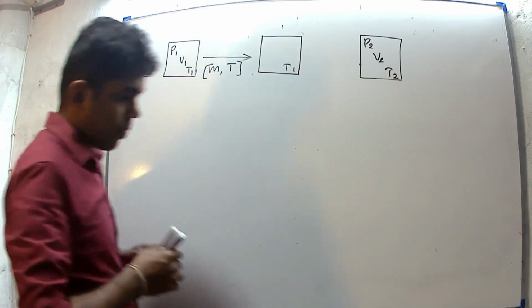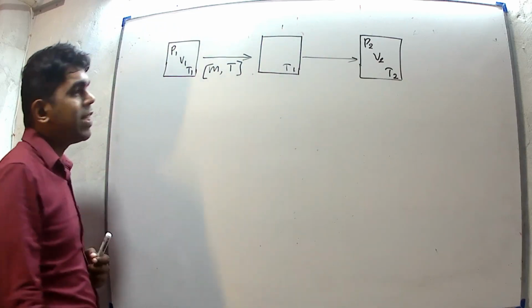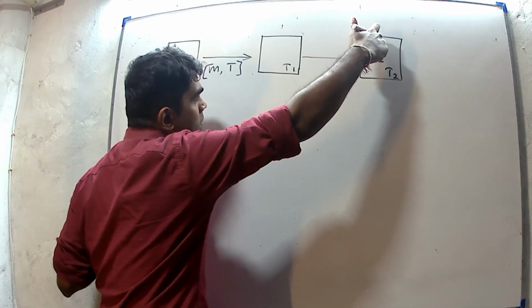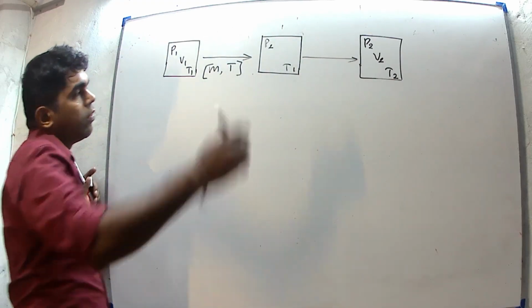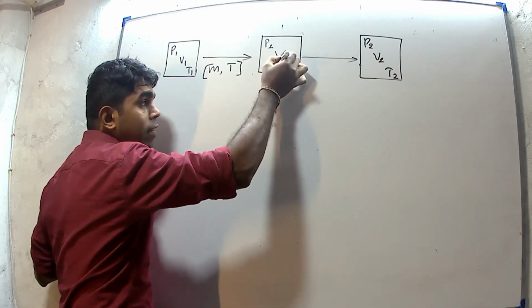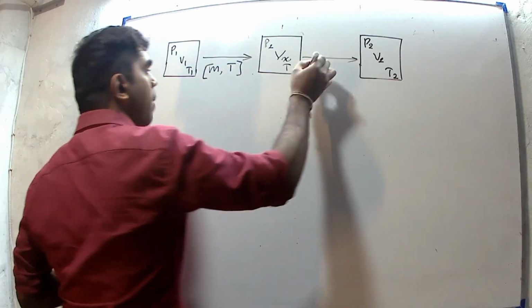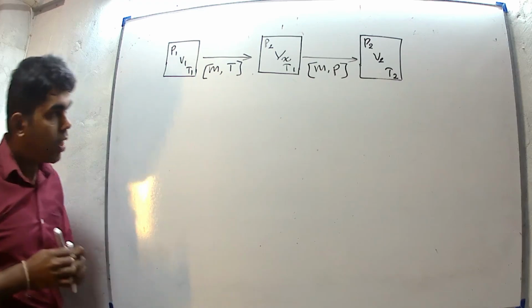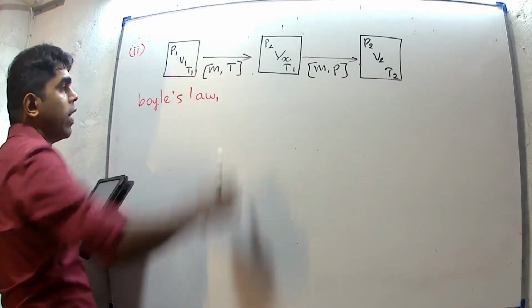And I will use Charles' law for these two situations. When using Charles' law, pressure should be constant. So if the pressure of this system is P2, this one is also P2. We can't decide the volume for this intermediate situation, so I will call it Vx. Then mass and pressure are constant for these two situations.